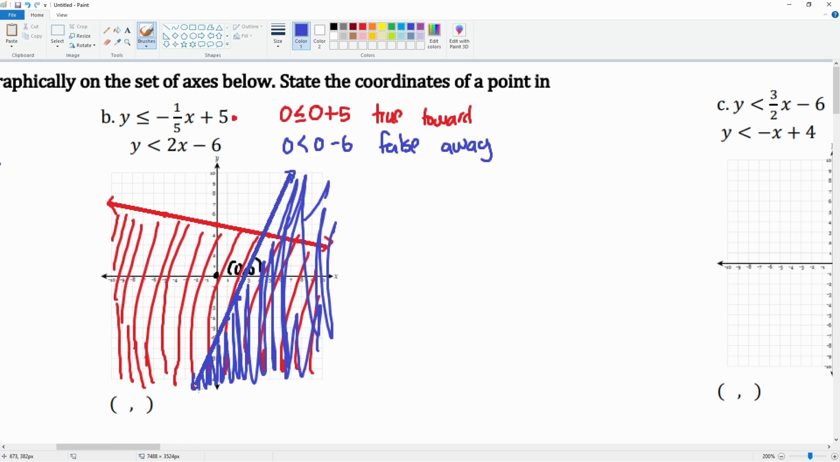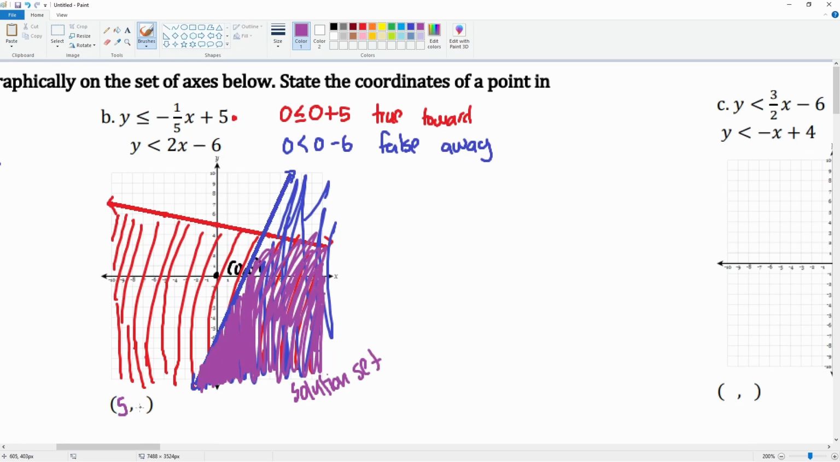So this purple area here is where the red and the blue intersect. Everything here, all right, everything here. So this is considered to be the solution set. A point that's here, it looks like 5, negative 10, looks like it's a point that is within that solution set.